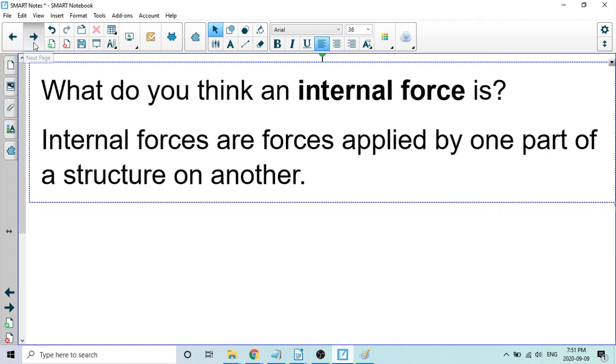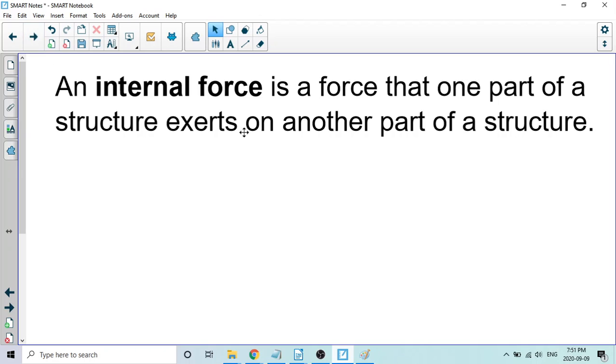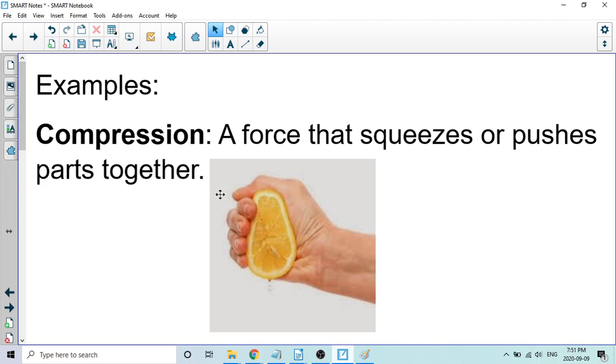All right, and I've got some examples here. So, compression. It's a force that squeezes or pushes parts together. Think like this hand squeezing an orange, right? You could say the hand is acting on the orange, which is true, but the skin of the orange is acting on the inside, and the outer part of the inside is acting on the inner part of the inside, and it's all this squeezing going on inside the orange.